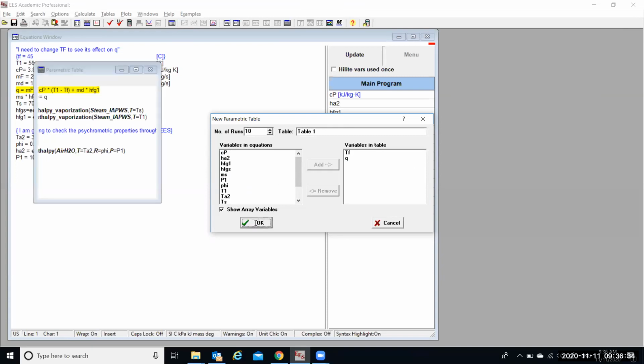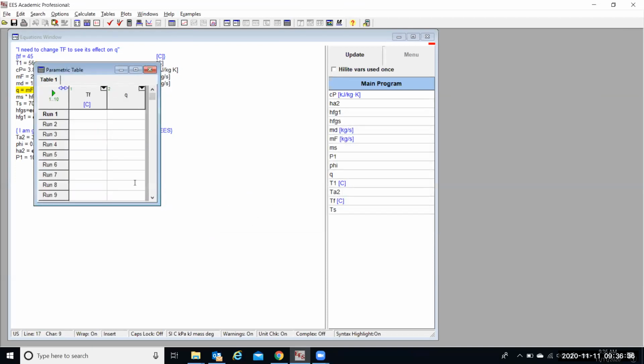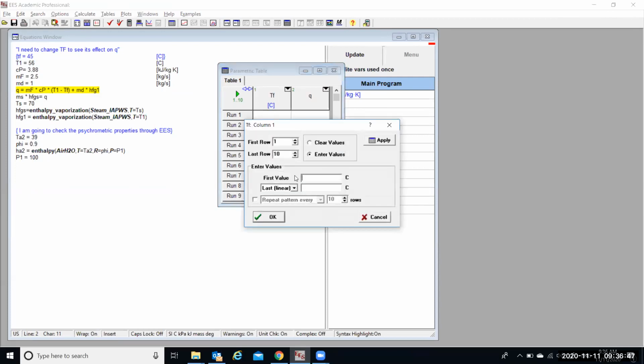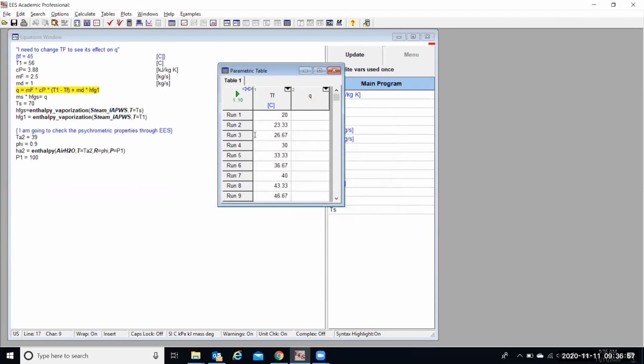When I click on this, it will open another table for me. I need to change TF. So I need to change it from what value to what value. So I click on this. I need to change it from 20 to, for example, 50. Here it has divided this between those. Those fractions are coming automatically. You don't have to worry about them.